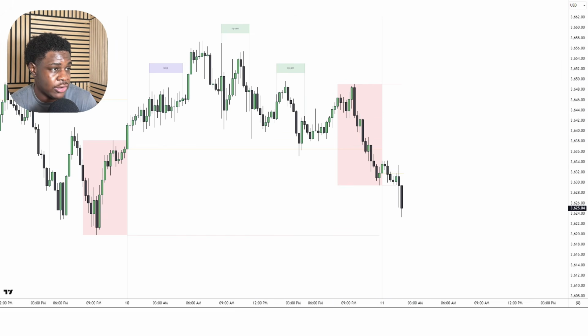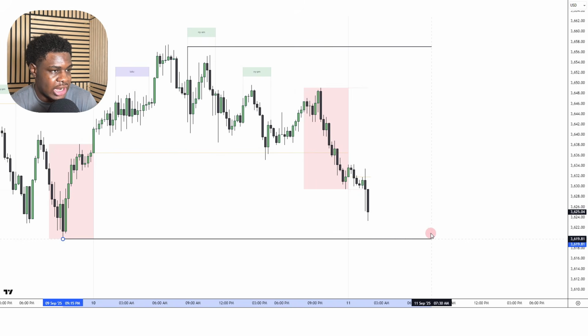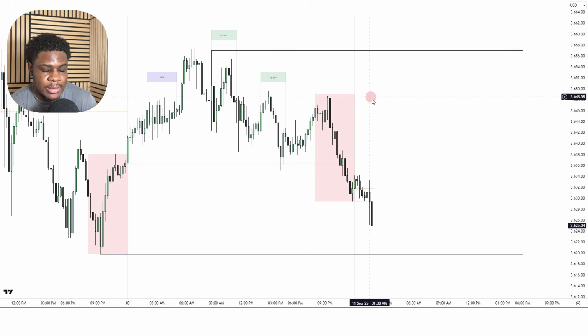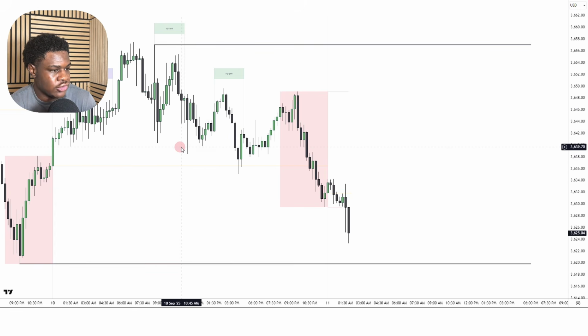First thing I'm going to take note of is the previous day high. Then I'm going to take note of this previous daily low right there. These are two specific levels that the market tends to come back into on a consistent day-by-day basis. Looking at this chart, you can clearly see that price is in an overall downtrend.